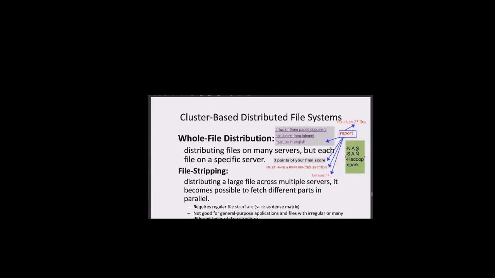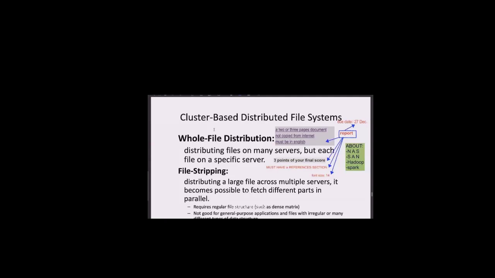So, for cluster-based distributed file systems, as I told you, it's important. We need to use multiple computers to store and retrieve files. We have two approaches. First is whole file distribution, and the second one is file striping. Whole file distribution and file striping.